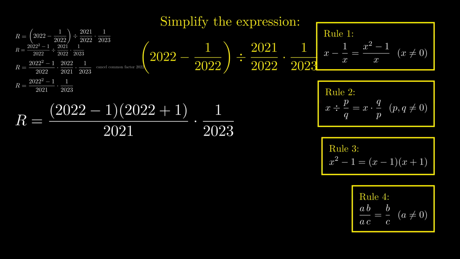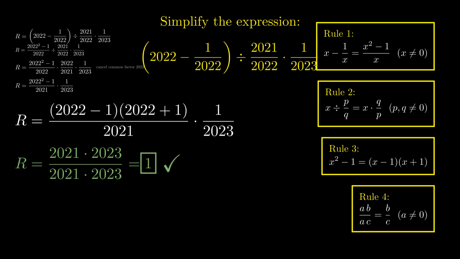Finally, cancel the common factors 2021 and 2023. We are left with the product of identical numbers in the numerator and denominator, which equals 1. Therefore, the value of the original expression is exactly 1.